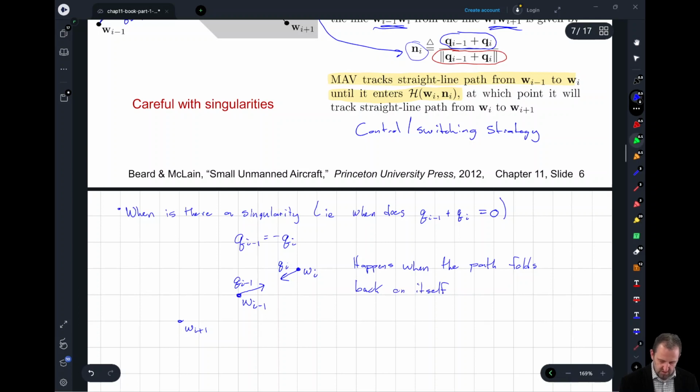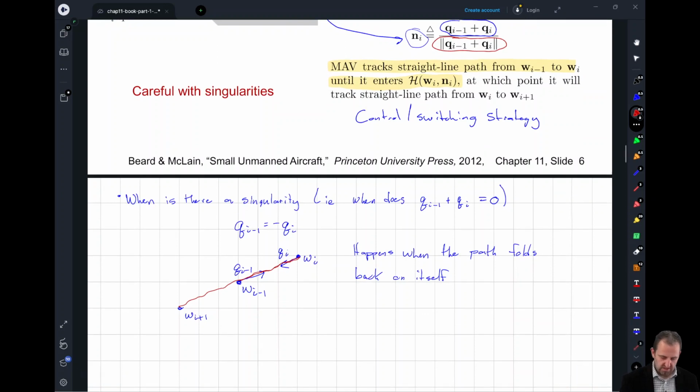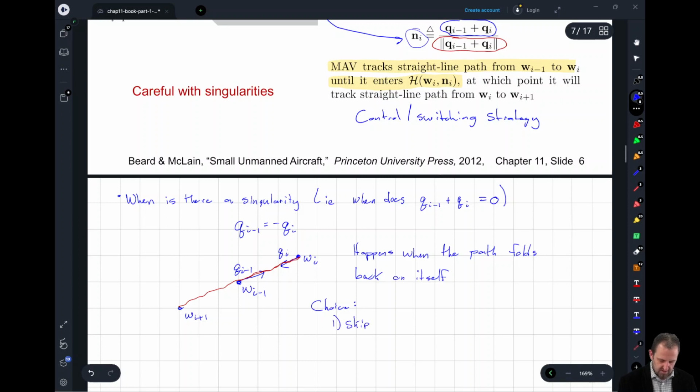Right? Because if we were going to draw what we're doing, we're executing from wi to wi minus 1 to wi, and then we're going to go backwards to wi plus 1. So we're basically executing that same path segment a couple of times. So we have a choice here. And our choices are, one, we could skip wi altogether.